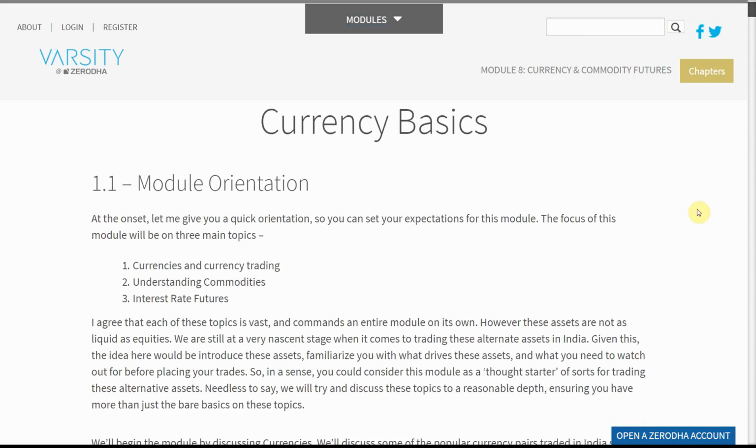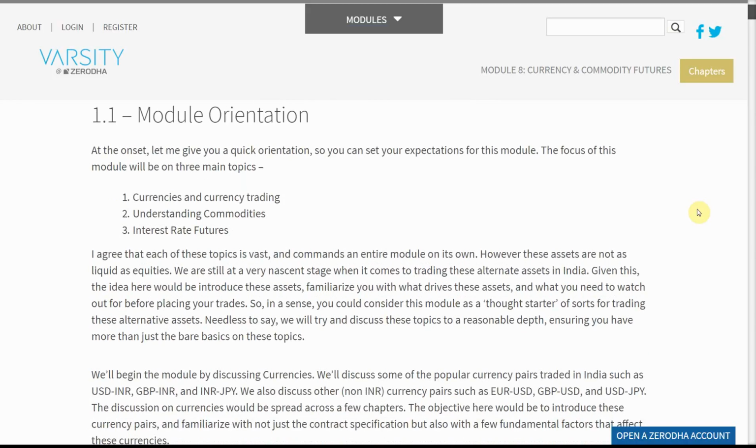Currency Basics. 1.1 Module Orientation. At the onset, let me give you a quick orientation, so you can set your expectations for this module. The focus of this module will be on 3 main topics: currencies and currency trading, understanding commodities, and interest rate futures.